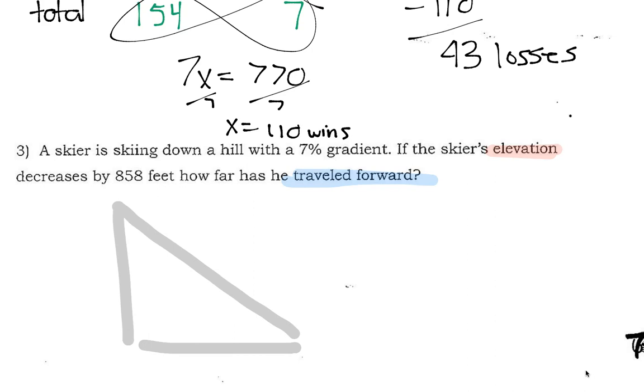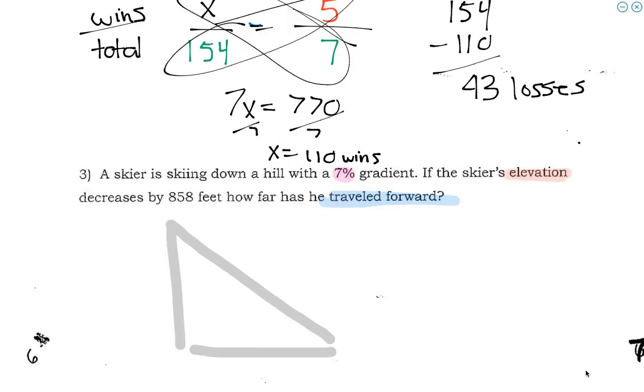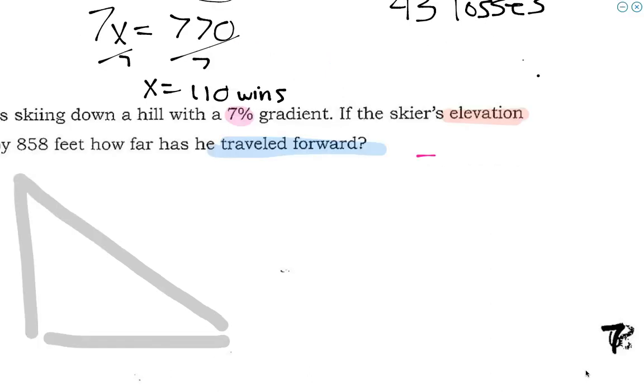So one thing that we have to be able to understand is this 7% number is a combination of both quantities. So I'm going to make it pink right there. 7% is both vertical and horizontal at the same time. And the reason I say that is because 7% as a ratio is 7 out of 100. So now we've exposed the two numbers.